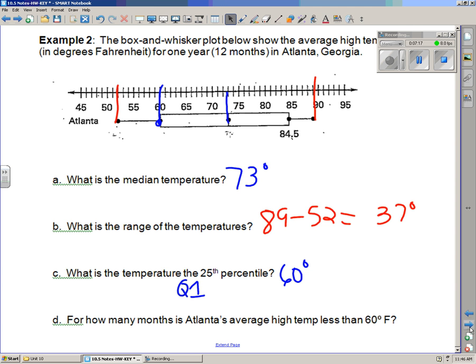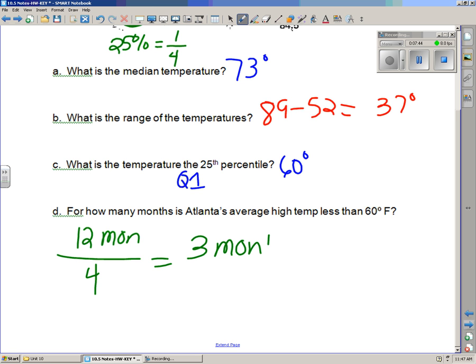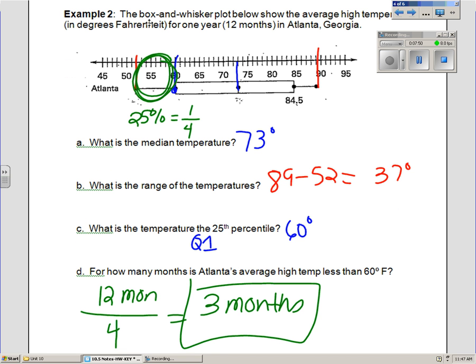And then it says, well, for how many months is Atlanta's average high less than 60 degrees? Well, less than 60 degrees is just this grouping here. And we already know that this is 25% of the data. This is 1/4 of the data. But don't forget that we're showing you a graph based over the entire year. So if 12 months of the graph, and I want 1/4 of that, that's going to be a total of 3 months. Okay, so we're looking at 3 months for that particular answer, because that's the quarter of a year. And that's where we've got the quarter of the data, which is less than 60 degrees.